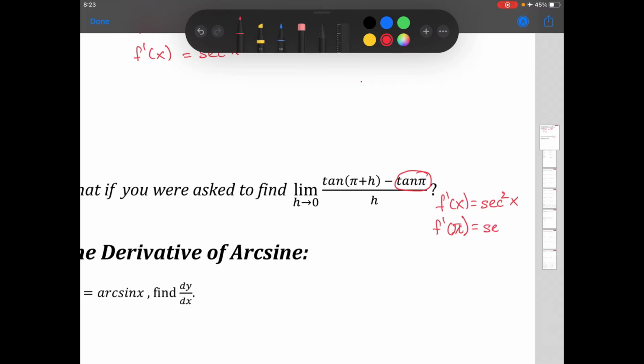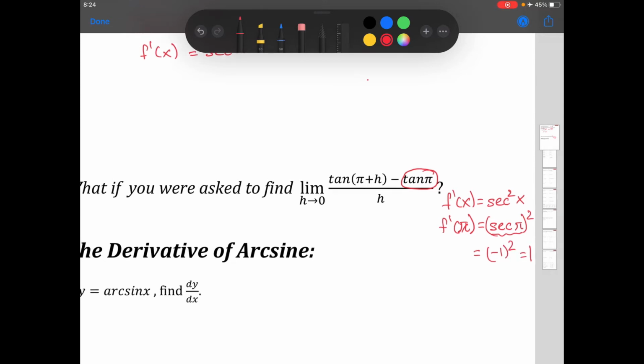So the derivative of that would be, I'm just going to rewrite this, the square is on the outside. Secant pi is -1. Secant is, remember, the reciprocal of cosine. So cosine pi is -1, so is secant pi. So -1 squared, which is 1.